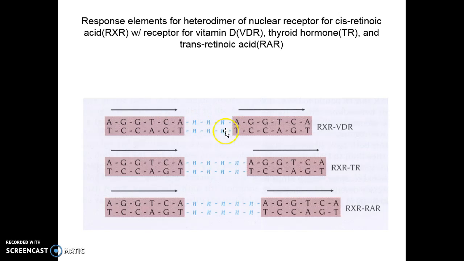For the first one, 3, for the second one, 4, for the third one, 5. In other words, different heterodimers involving the common partner RXR can recognize response elements of identical target sequences but with different lengths of the spacer regions.